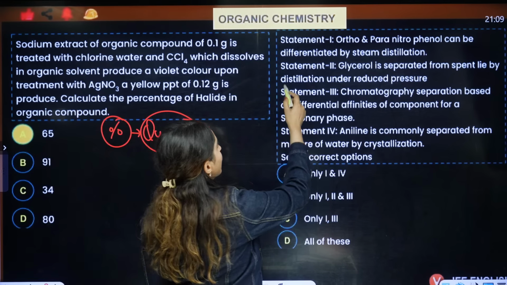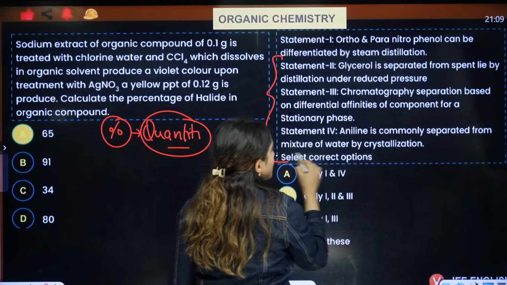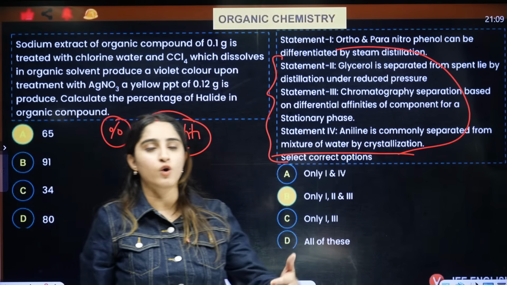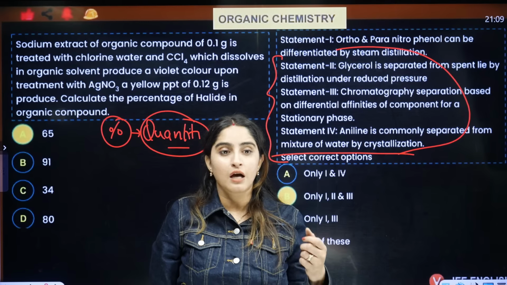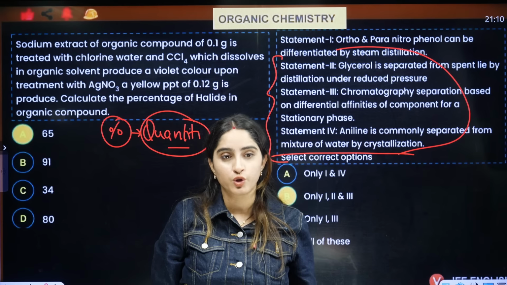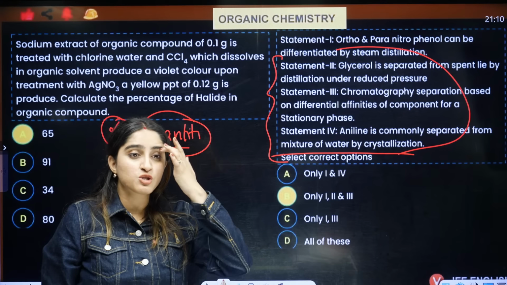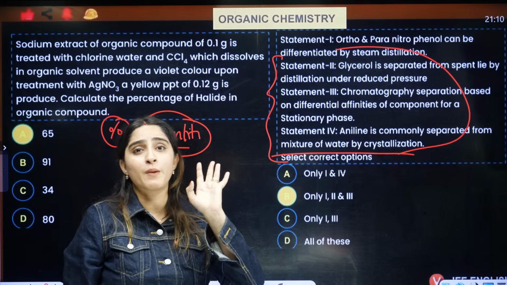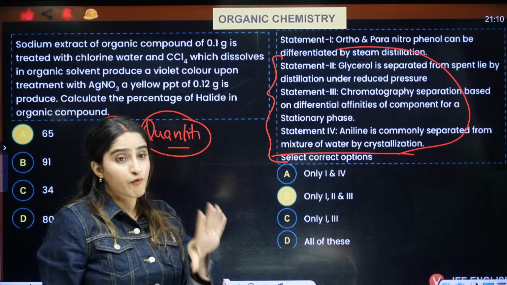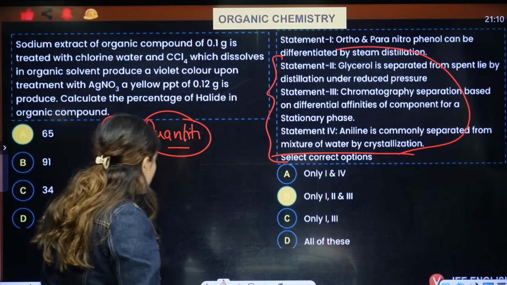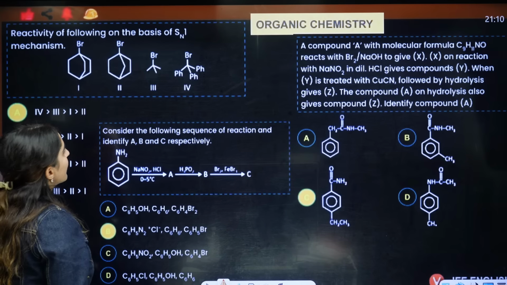Now, this is something you must see: we usually ignore qualitative analysis and purification. Chromatography and distillation, they are asking questions, okay? So definitions of sublimation, types of distillation, types of chromatography, go through that. If you've already done that, go through it again, okay? Directly from your NCERT, they are asking you questions from that. These are all NCERT lines.